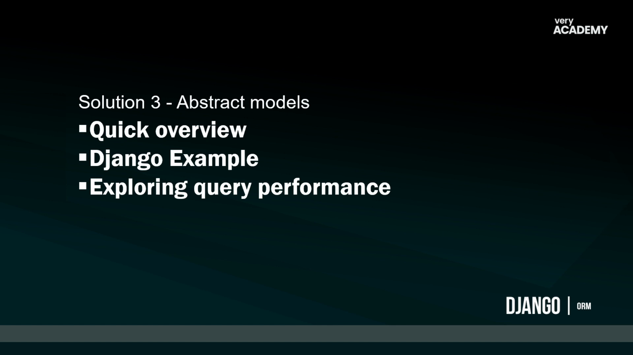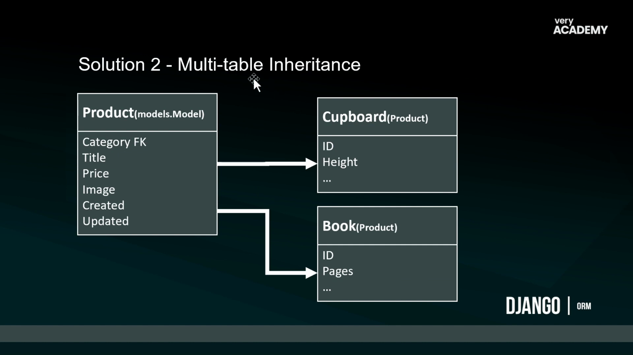So let's move on to solution 3, which is abstract models. This is a slightly different approach. Let's just go back to our model here. This was solution 2, multi-table inheritance. Now in this case, we have a very similar setup here with the abstract method.